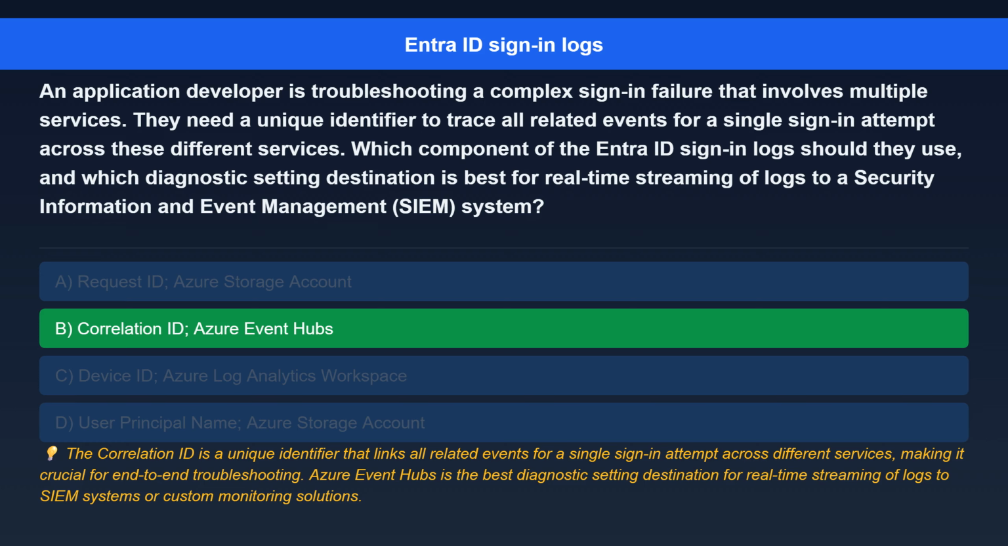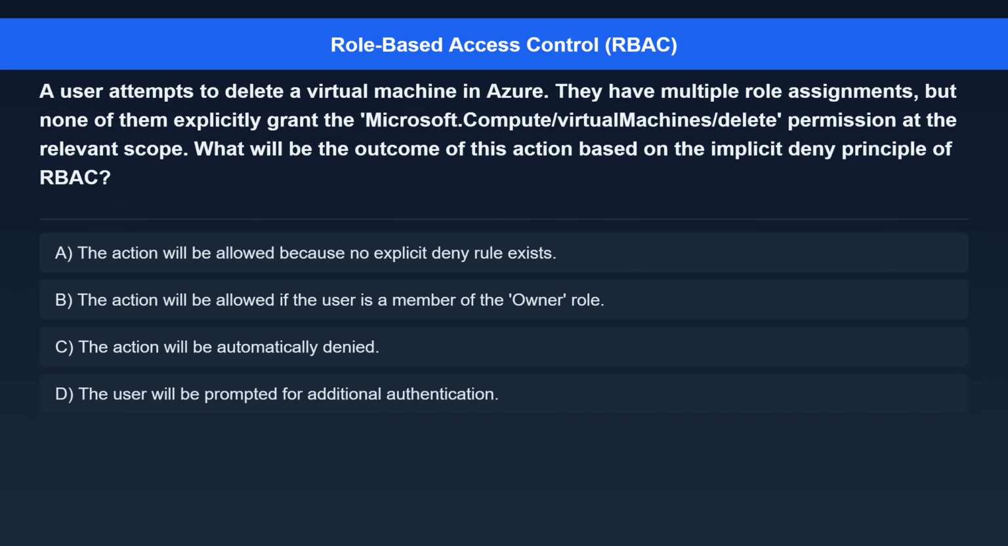Here's the explanation. The Correlation ID is a unique identifier that links all related events for a single sign-in attempt across different services, making it crucial for end-to-end troubleshooting. Azure Event Hubs is the best diagnostic setting destination for real-time streaming of logs to SIEM systems or custom monitoring solutions.